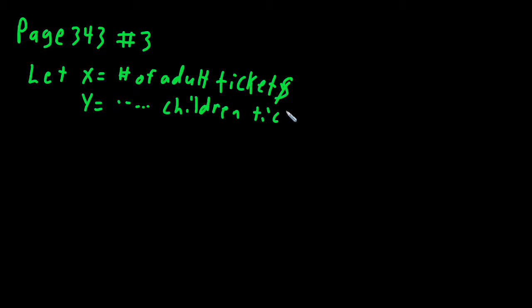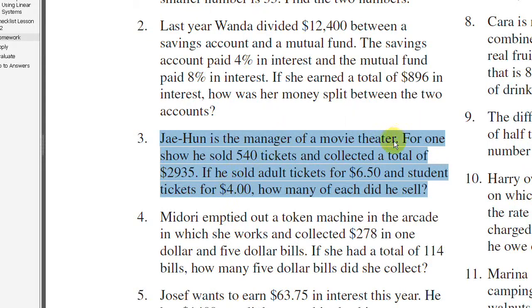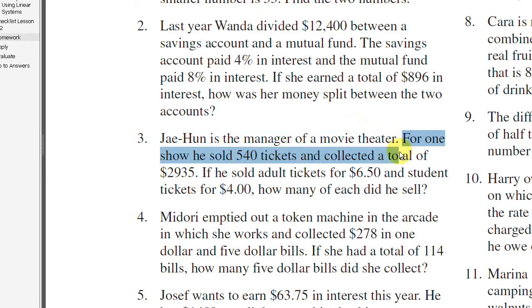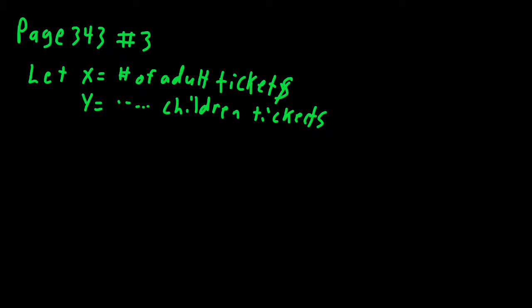If you look at this sentence here, they sold a total of 540 tickets. The number of adult tickets plus the number of children's tickets is 540, and so that gives us one of the equations: x plus y equals 540. Now, if we come back here, we've got to come up with another equation.